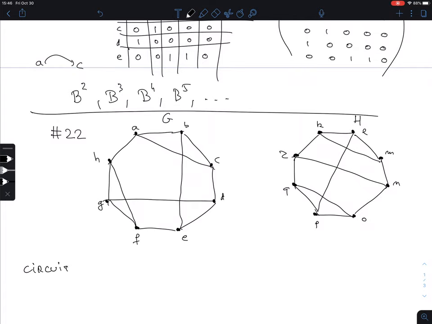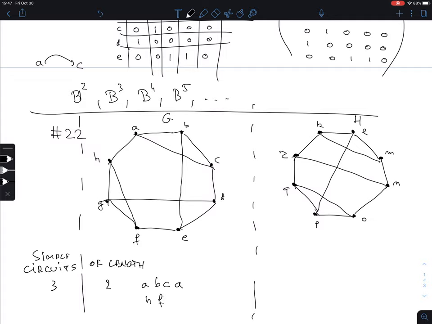And we're looking for simple circuits, okay, of length 3. How many do we have? So length 3, let me put it this way. So how many are there here? Well, I see 2, right? There's this triangle and there is this triangle. So there are 2, namely A, B, C, A, and H, F, G, H.